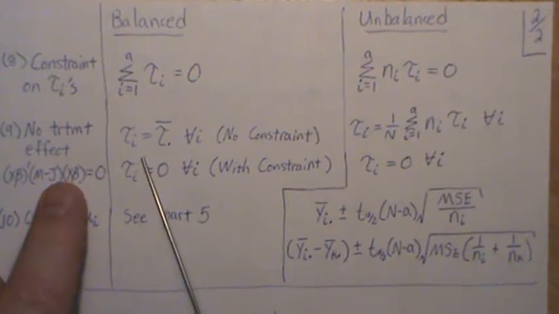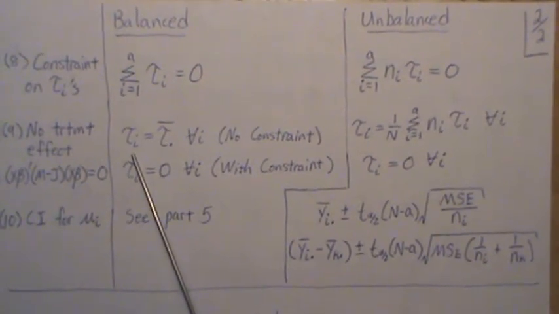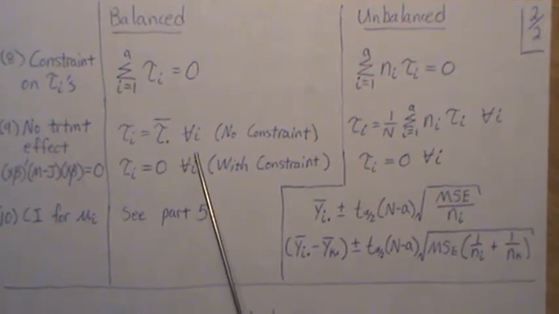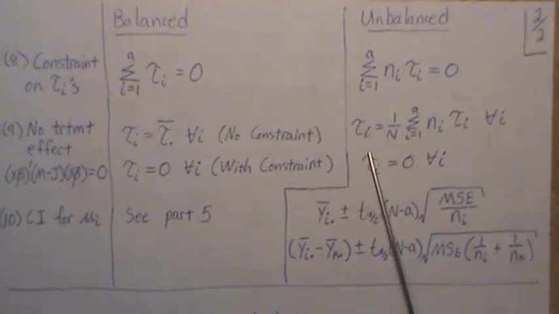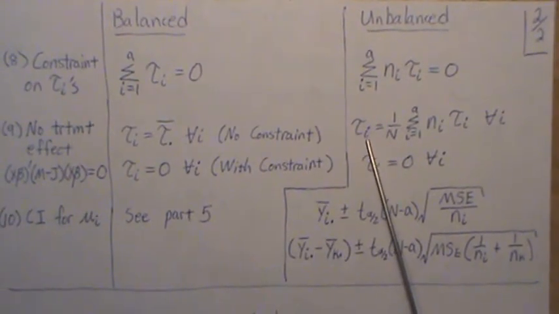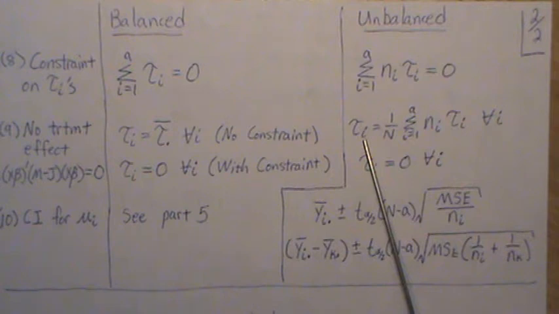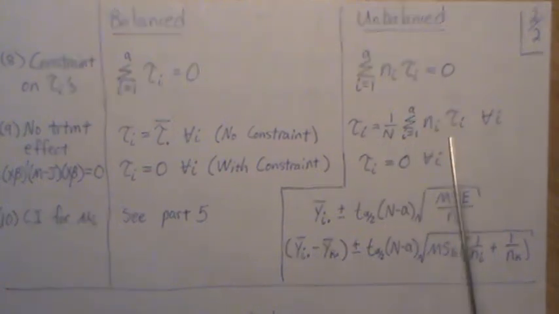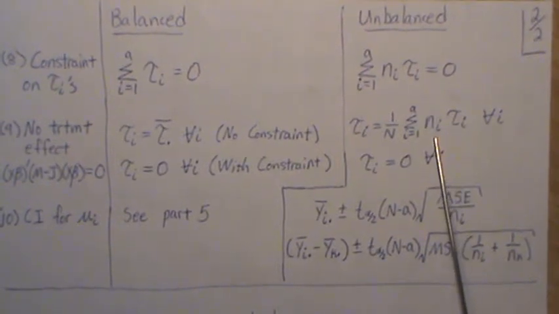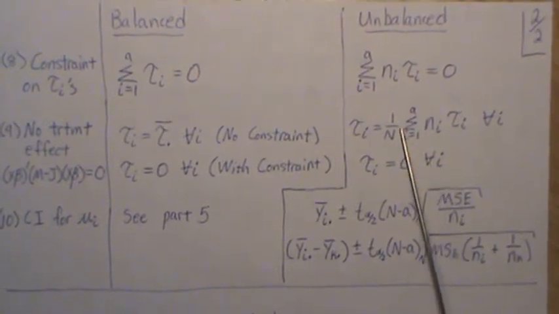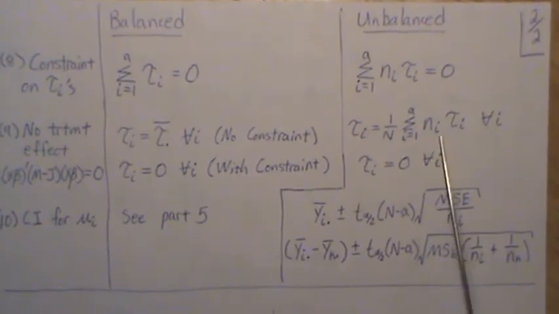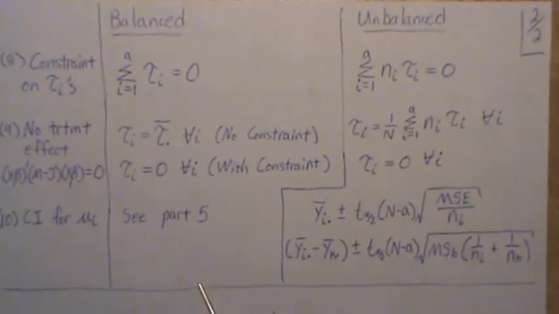No treatment effect is that the tau i's, the treatment effects, are all equal to some grand mean value. This is for all i. And in the unbalanced case, it's also true that for no treatment effect, the tau i's have to equal some overall grand mean. But the grand mean is this. Remember that each treatment group has a different number of observations, so it's actually what's called a weighted mean. And this has to be true for all i.